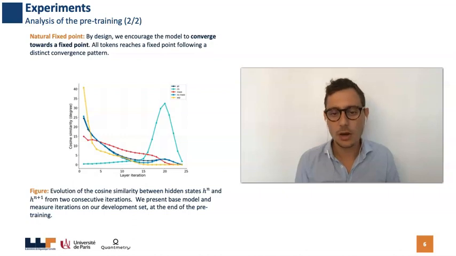We are also interested in how the token hidden states evolve during our model's iterative transformations. The figure represents the evolution of the mean cosine similarity between two hidden states from two consecutive iterations. By design, our adaptive computational mechanism will stop updating the token hidden states at some point. Therefore, the model naturally converges toward a fixed point. And we indeed observe that for all tokens, the cosine similarity will eventually reach 0. However, all token convergence profiles are very distinct, in particular for the CLS token.